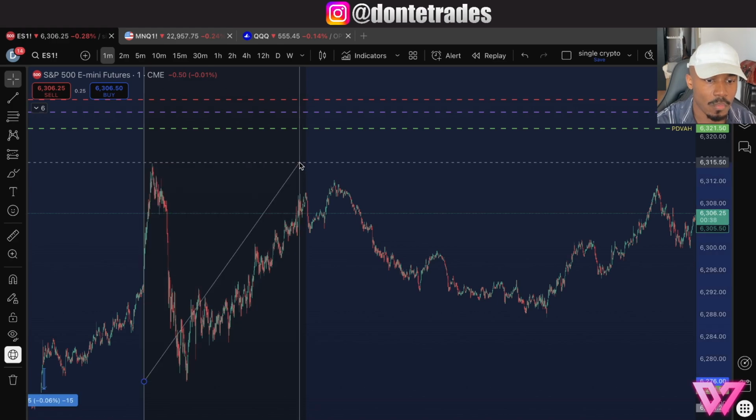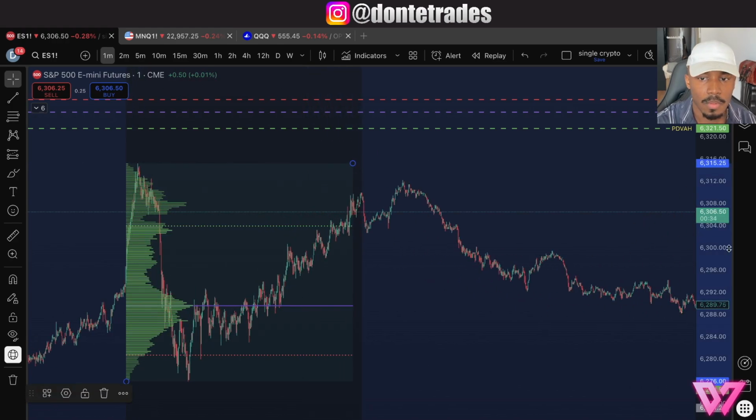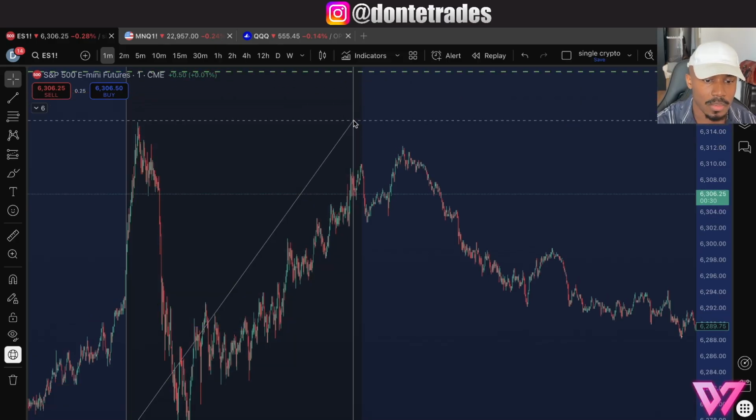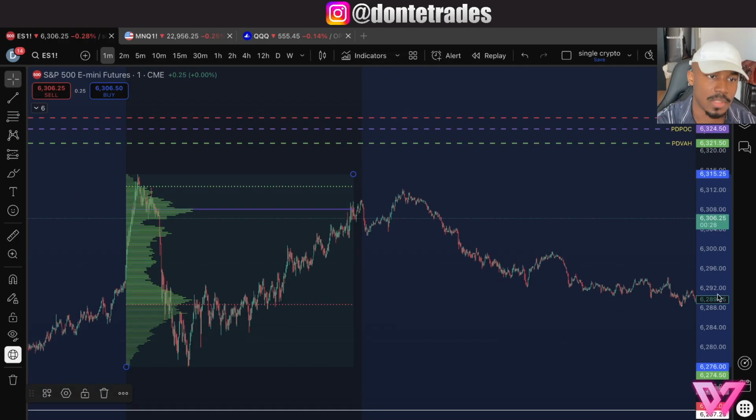And make sure you do this on the 1 minute time frame as well, because if you do it on a higher time frame, the way that TradingView does the calculation, it just will not be too accurate. So you want to make sure you come to the 1 minute time frame. And again, here we're on the ES.